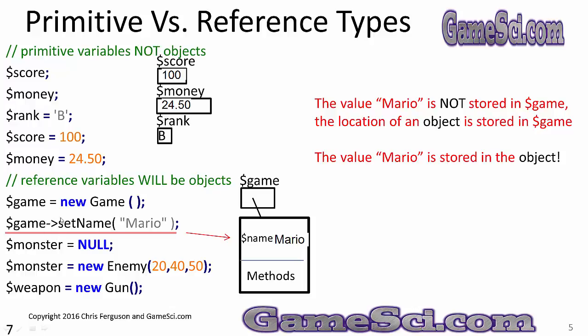You see that arrow? It kind of means the same thing that arrow means. It says go into this thing and put something into it. Set methods put new values into objects, and the data Mario is stored in the object. Again, up here 100 is stored directly in the score variable. Down here Mario is stored in the object, not into the game reference variable.